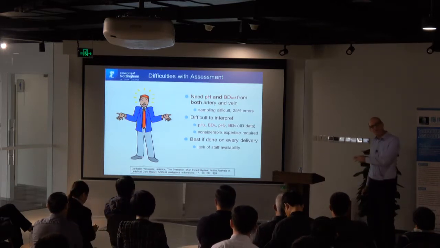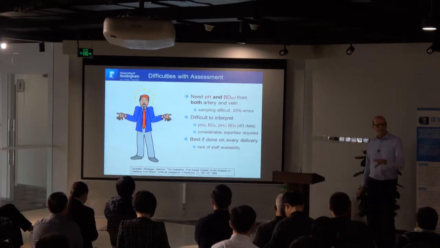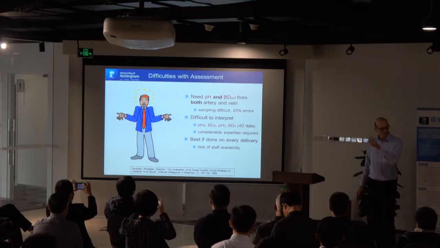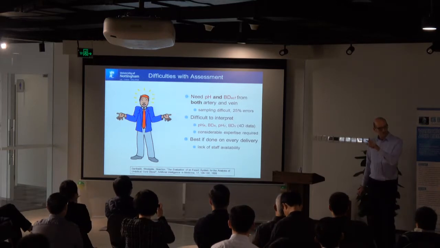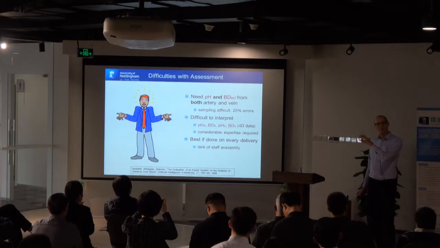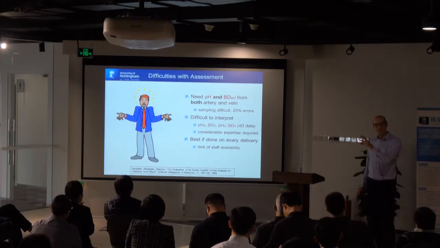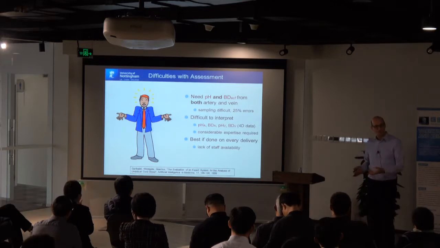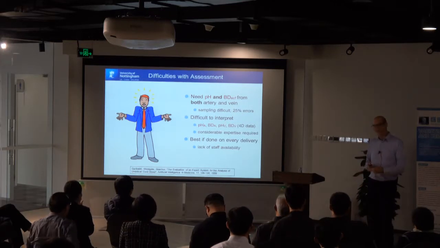You measure the acidity. The acidity is related to the carbon dioxide content. Because carbon dioxide, CO2, reacts with water in the blood, H2O. CO2 plus H2O gives H2CO3, which is carbonic acid. So carbon dioxide in the blood is acidic. So the more carbon dioxide you have in your blood, the more acidic the blood is.